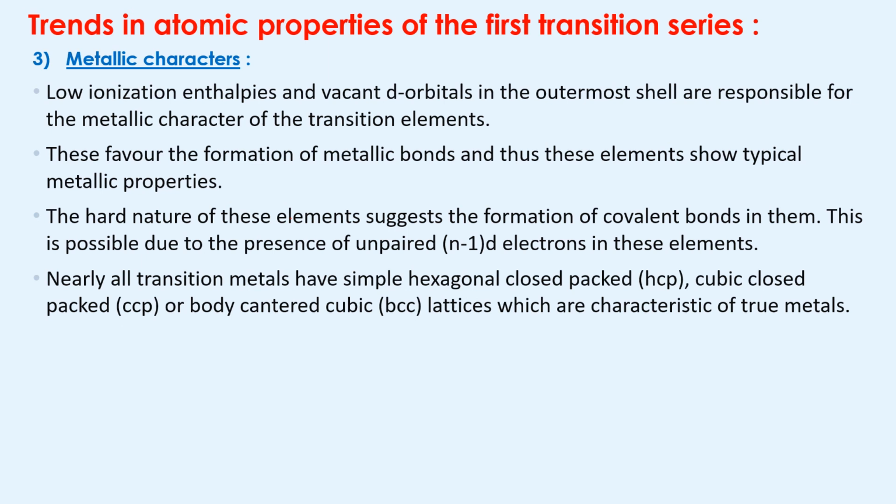As you studied in solid state structure, metals can exhibit different types of structure, that is hexagonal close pack, cubic close pack, or body centered cubic lattice. Nearly all transition metals have a simple hexagonal close pack (HCP), cubic close pack, or body centered cubic lattice. That's why they exhibit true metallic behavior.